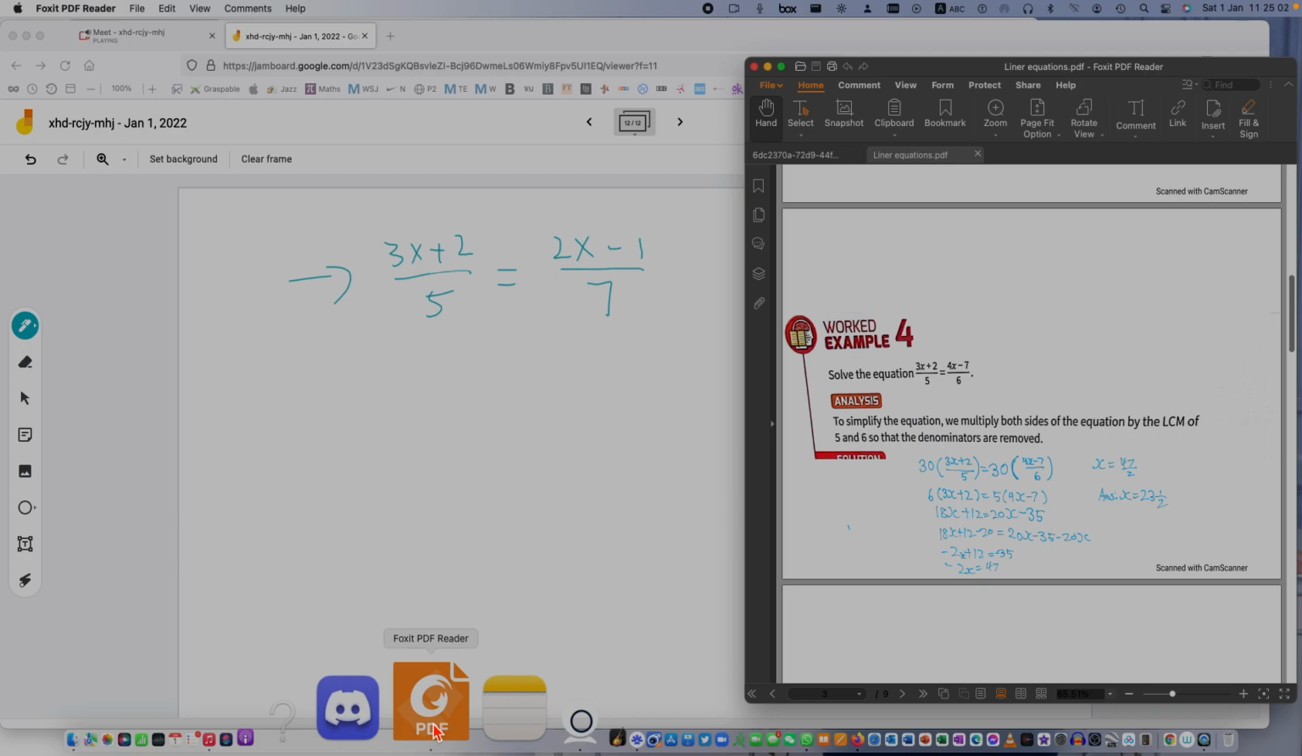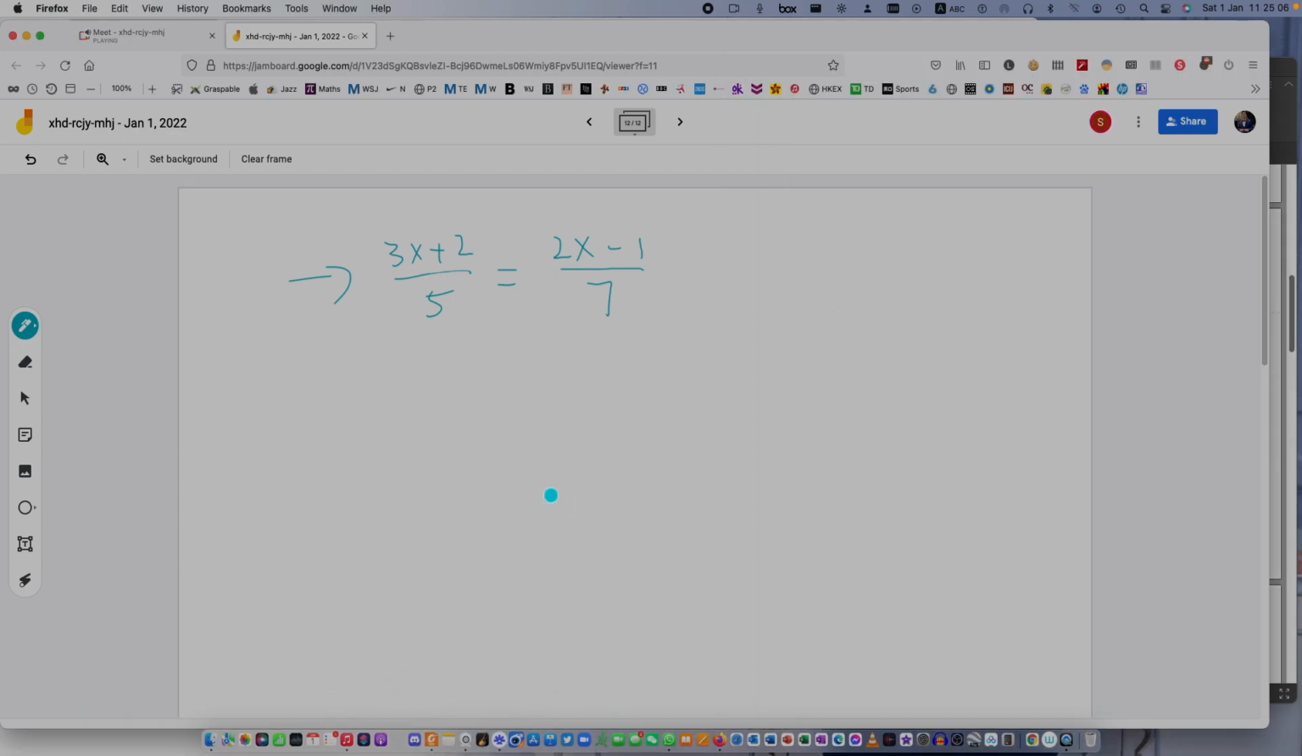Who taught you to do it like that? I mean, how do you do this question? You have two fractions and they are separated by an equal sign. This is the first fraction. This is the second fraction. So they are separated by an equal sign. How do you do this kind of question?